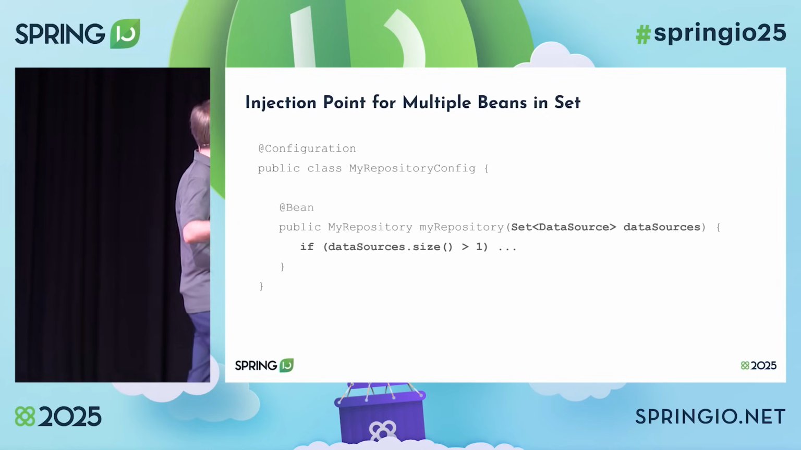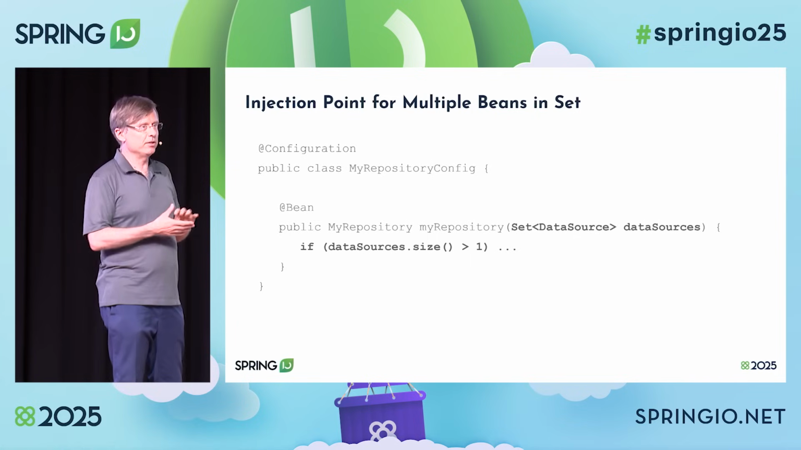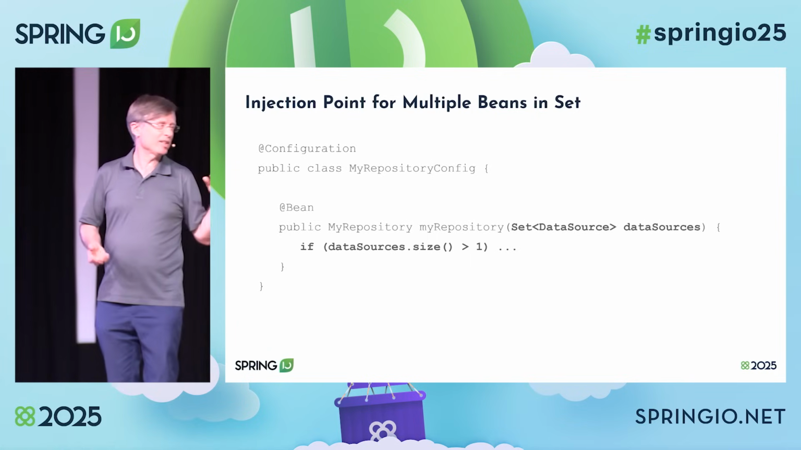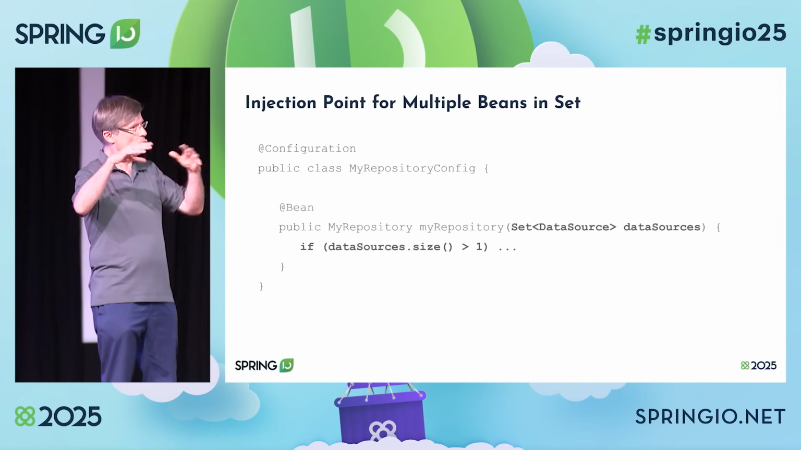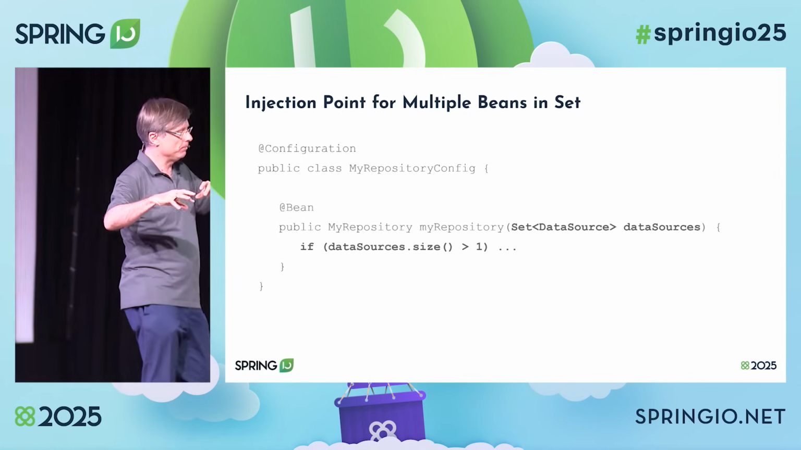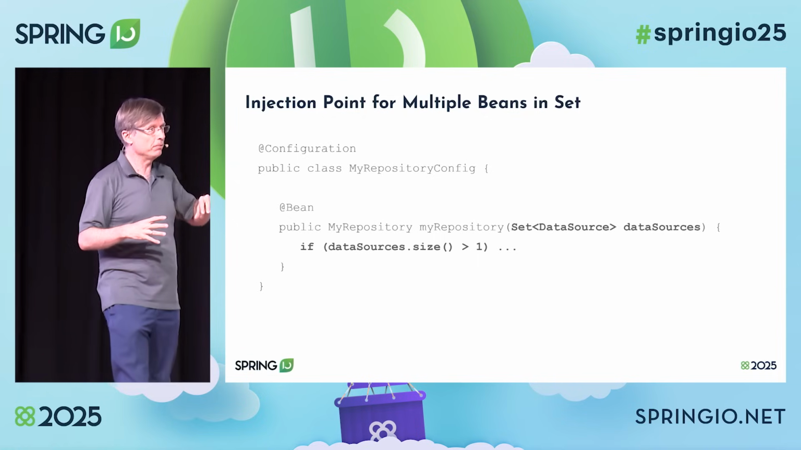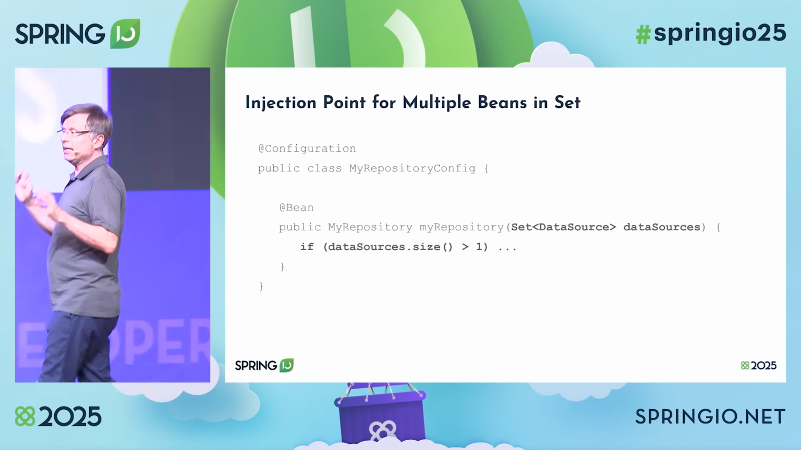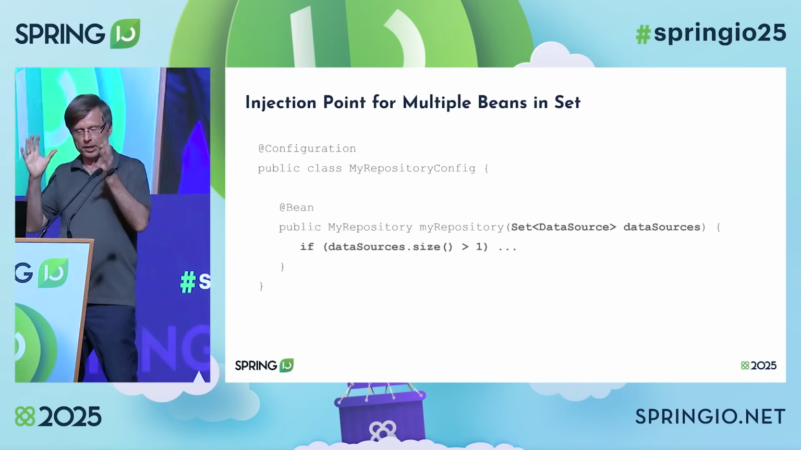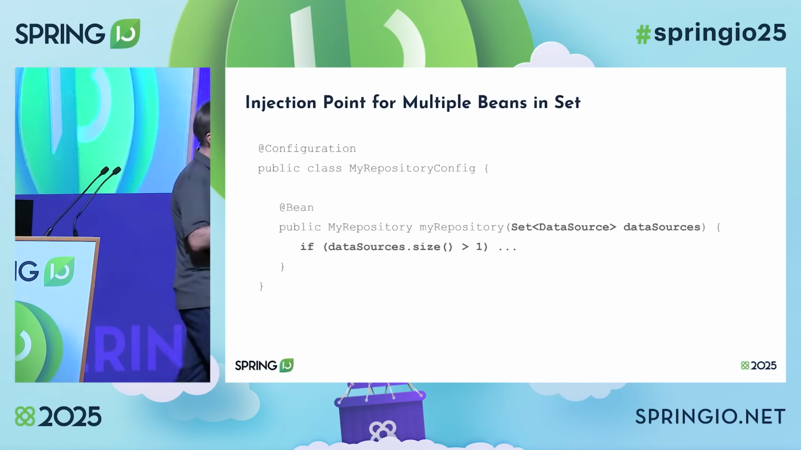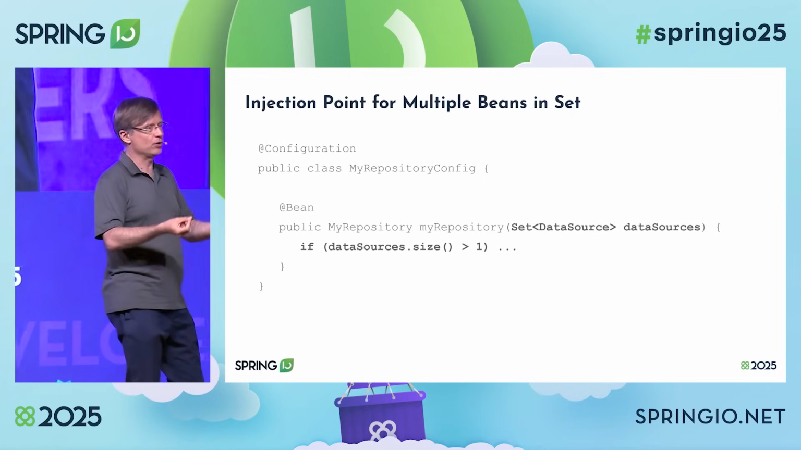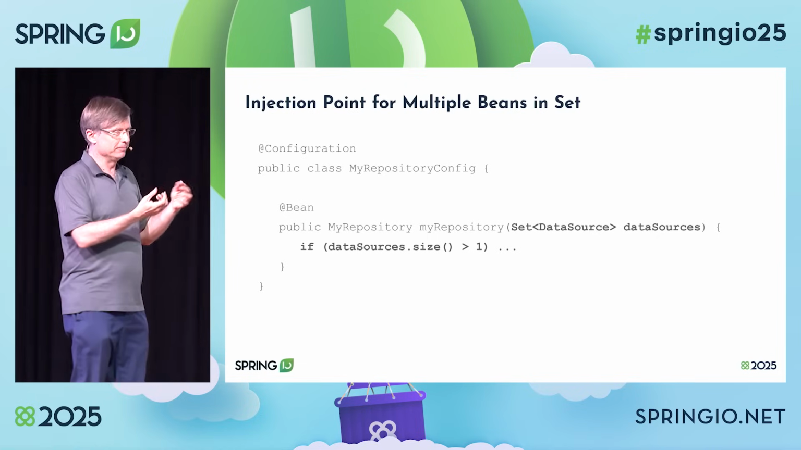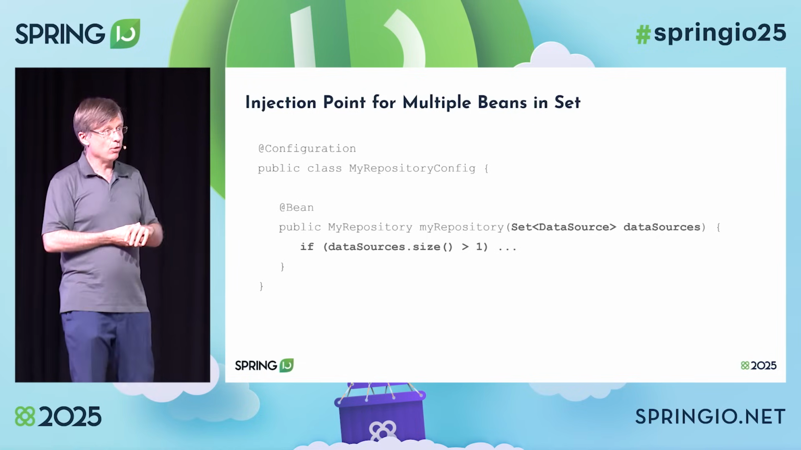What can you do? Well, you can do whatever you want against that set. You can iterate over the set, you can check for its size and do something if there's more than one data source. That would be somewhat common: checking for whether there's more than one, then do something special. And if it's only one, proceed with a standard setup. So whatever you do there is up to you. The Set of DataSource, however, from an injection point perspective, is a pre-resolved collection of DataSource beans. So once again, you get fully initialized beans injected into this set, all of those data sources.